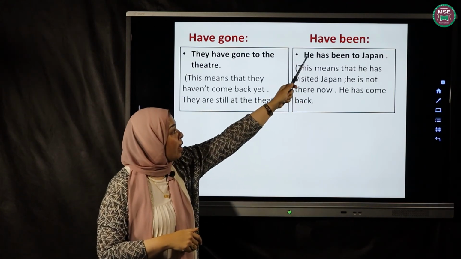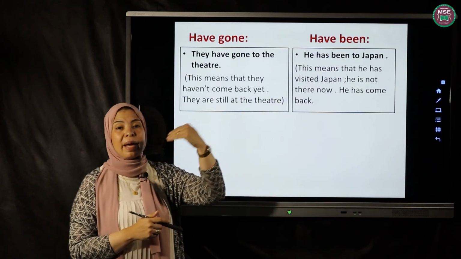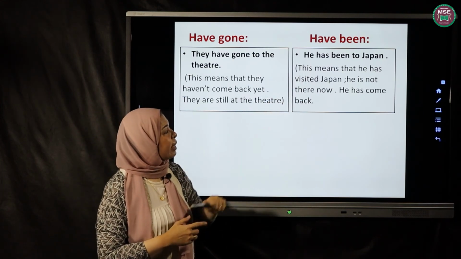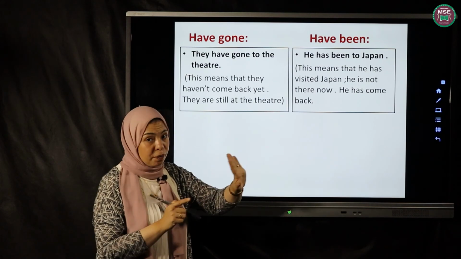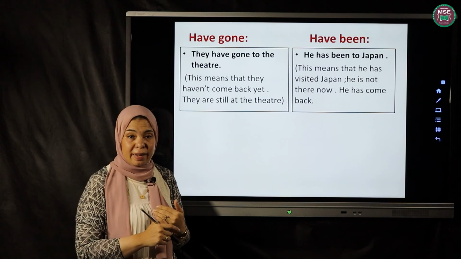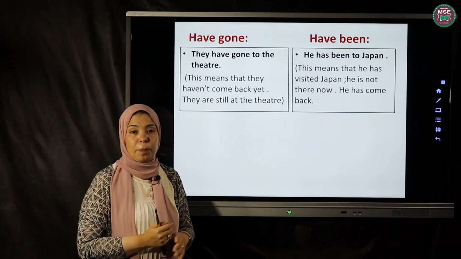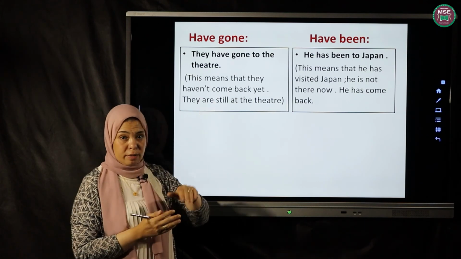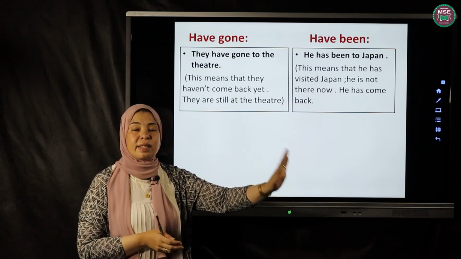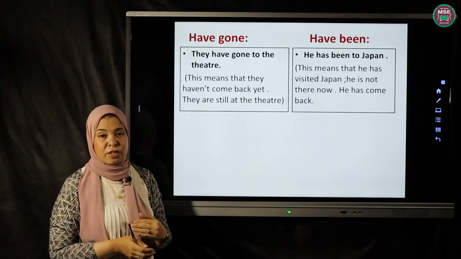The difference here, they have been. When I say they have been, it means that they reached the place and they came back again. He has been to Japan. This means that he has visited Japan. He is not there now. He's not in Japan now. And he has come back. He came back again. He is here now. All he has now is the experience of visiting Japan. So, has gone: somebody left the place, somebody went somewhere, and he's still there. Has been: he went, and he has come back.